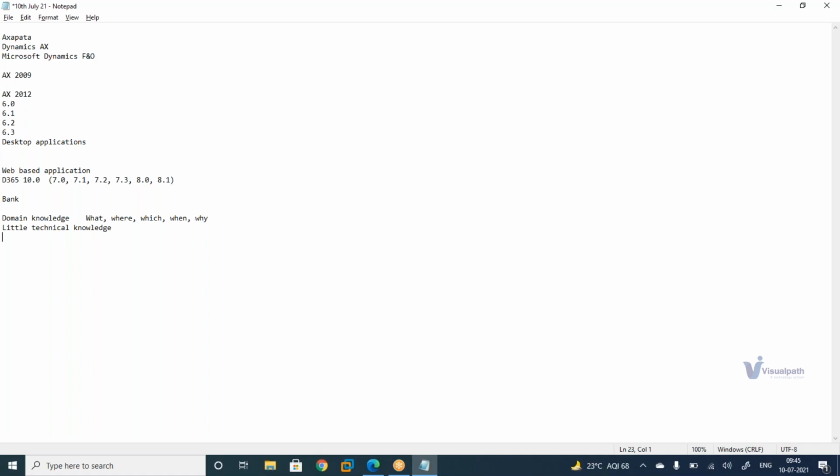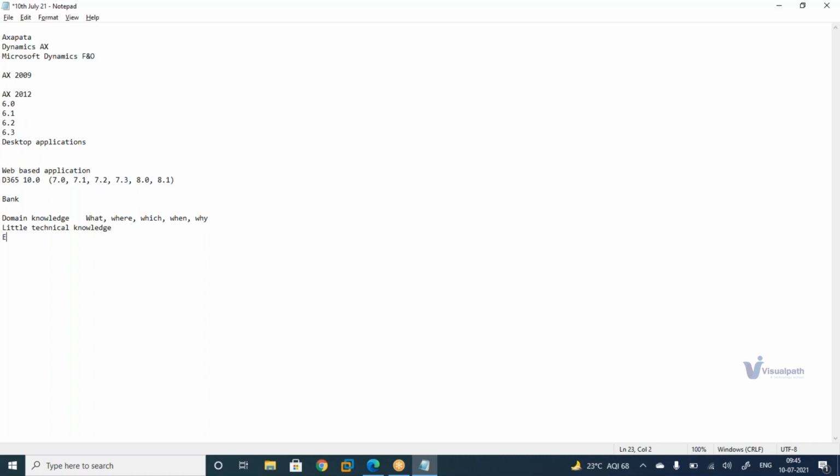You are not going to work with the technical side, but you need to have some knowledge. What is a database? SQL Server. What is the operating system? Windows. What is the framework? It is .NET, earlier it was Morphix. What is the language? X++. Small terminologies you should learn. Anyhow, you are not going to work with that, but you need to understand small things.